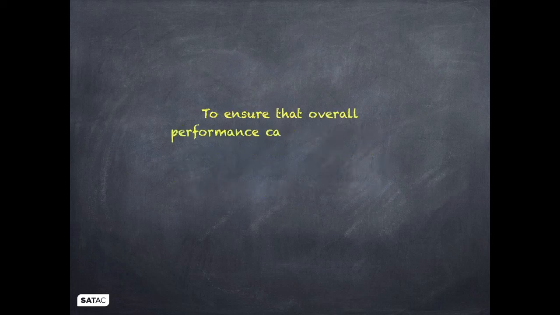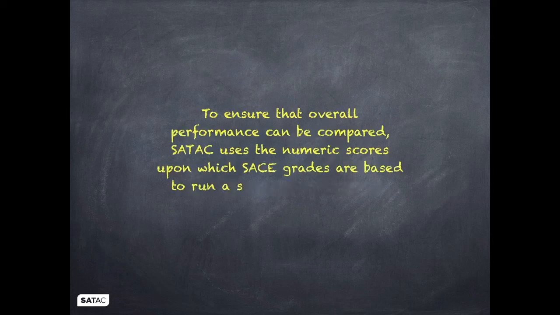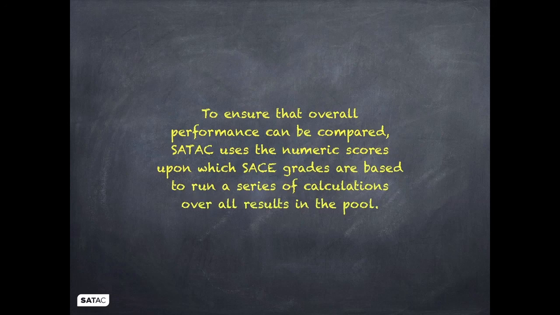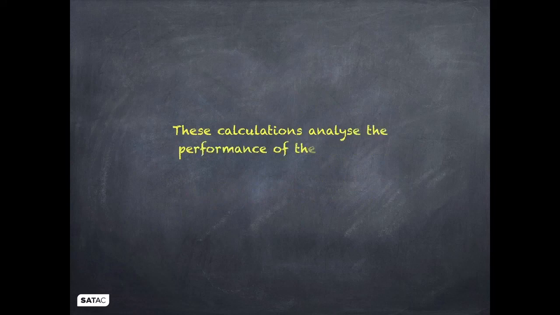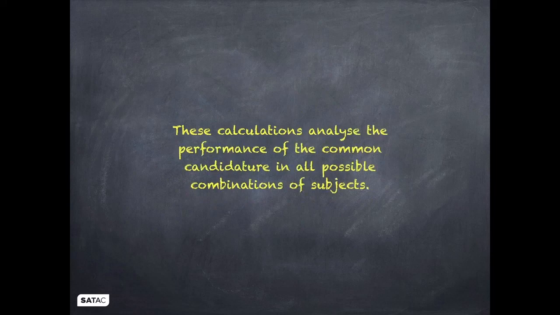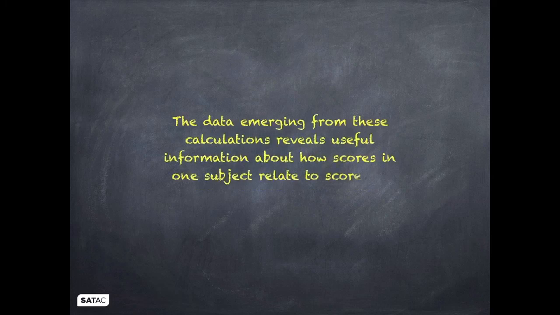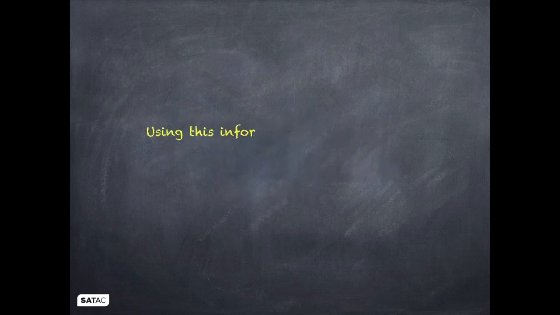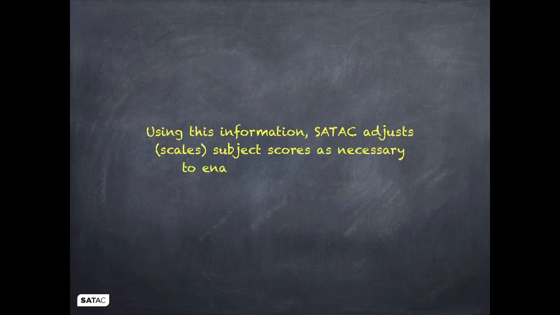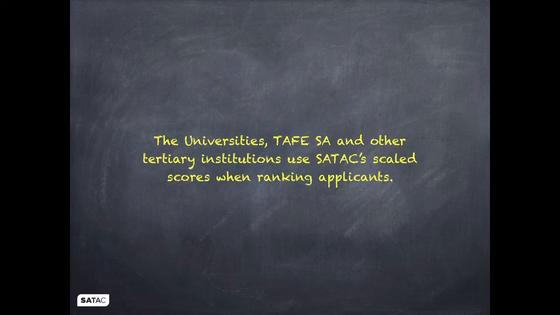To ensure that overall performance can be compared, SATAC uses the numeric scores upon which SACE grades are based to run a series of calculations over all results in the pool. These calculations analyse the performance of the common candidature in all possible combinations of subjects. The data emerging from these calculations reveals useful information about how scores in one subject relate to scores in other subjects. Using this information, SATAC adjusts or scales subject scores as necessary to enable fair and accurate comparisons of performance. The universities, TAFE SA and other tertiary institutions use SATAC's scaled scores when ranking applicants.